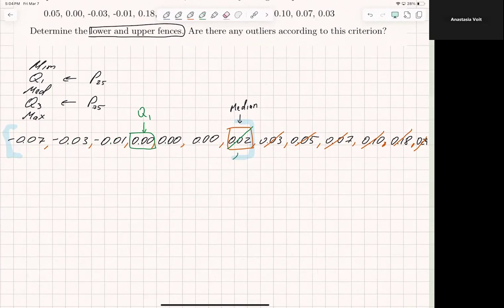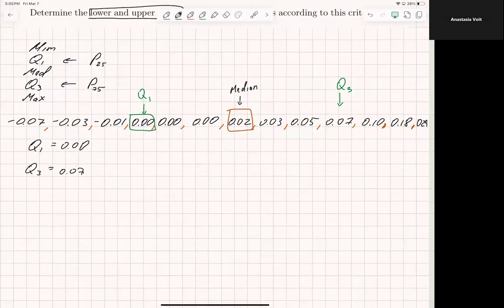Now we do the same thing, but with the right side. Let me erase those. And now we are looking at these values, right? Again, the same thing. So this is the middle, so this is my Q3. I start just crossing all the values from the sides until I reach the middle. So I have my Q1 equals 0.00 and Q3 equals 0.07.